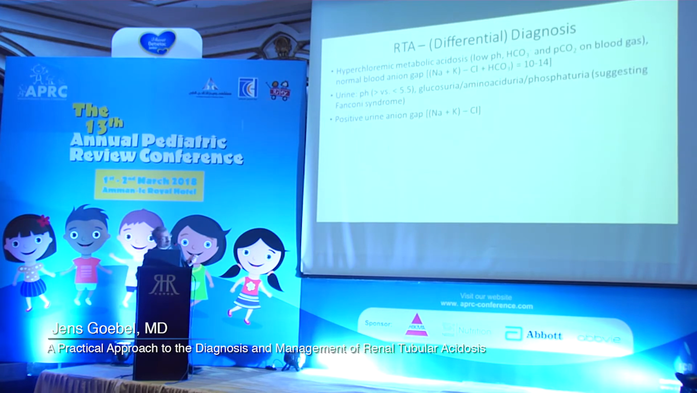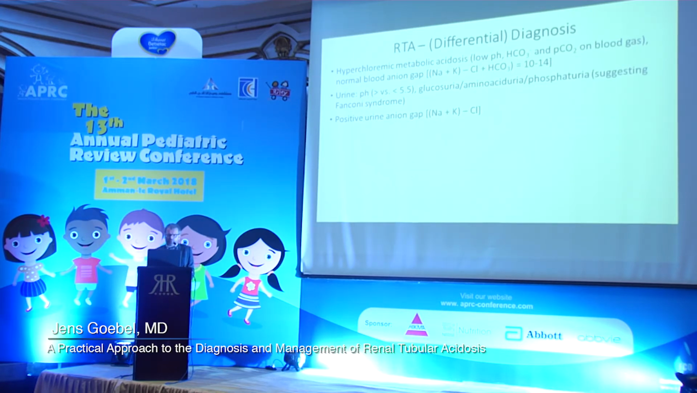The urine can be helpful in several ways. Obviously it's interesting how acid the urine might be, and if you're worried about Fanconi syndrome, you may see some glucosuria, some tubular proteinuria, and if you look at urinary phosphorus excretion, some hyperphosphaturia. And then it becomes interesting when you want to differentiate distal RTA from gastrointestinal bicarbonate losses leading to a metabolic acidosis with a normal anion gap.